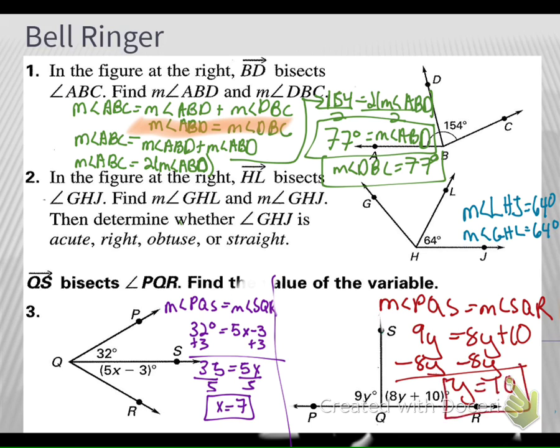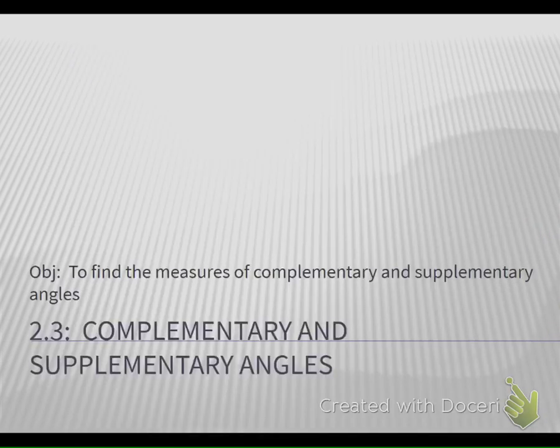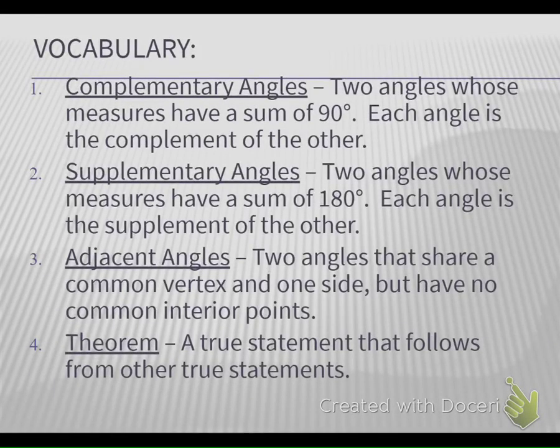Okay. Today, we are going to be talking about complementary and supplementary angles. So your objective is to be able to find the measure of complementary and supplementary angles. So your first vocabulary word is complementary angles. Two angles whose measures have a sum of 90 degrees. So you're going to add the two angles together, and they're going to have a measure of 90 degrees. And then each angle is the complement of the other one.